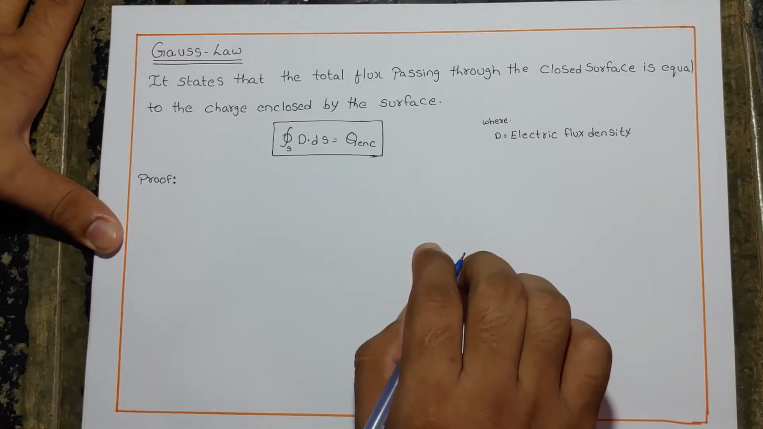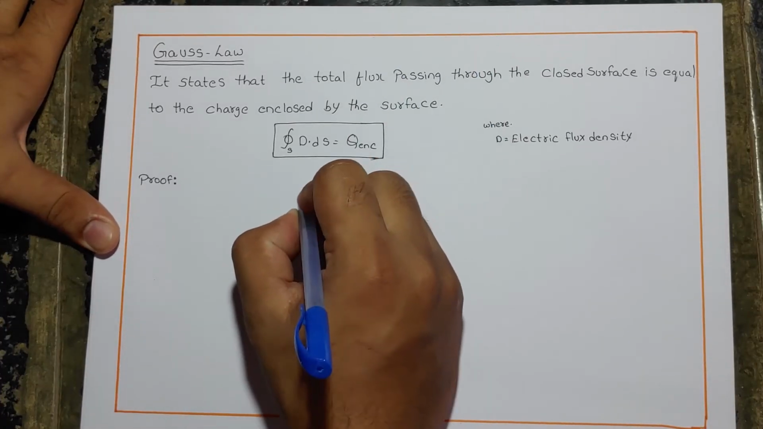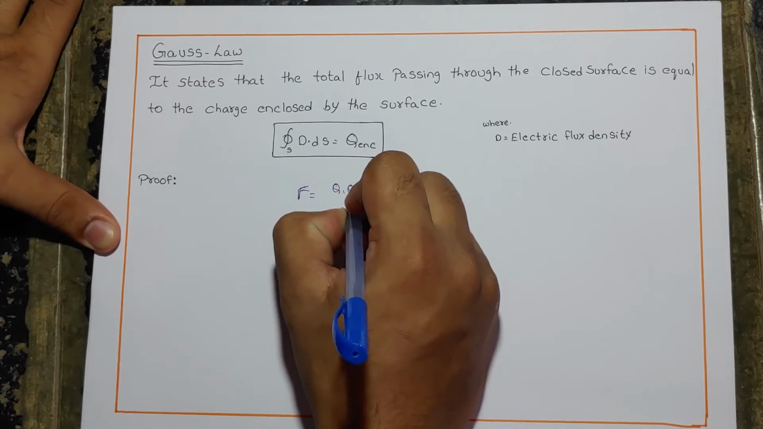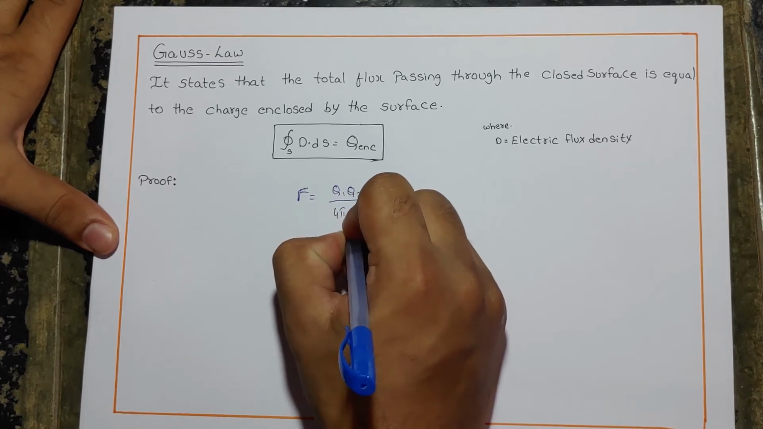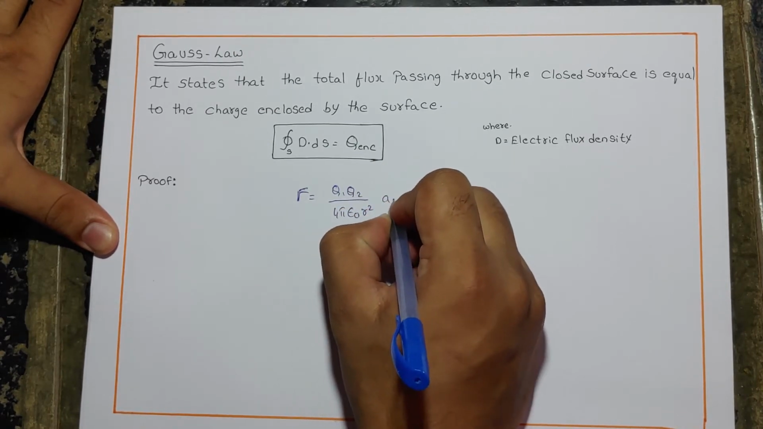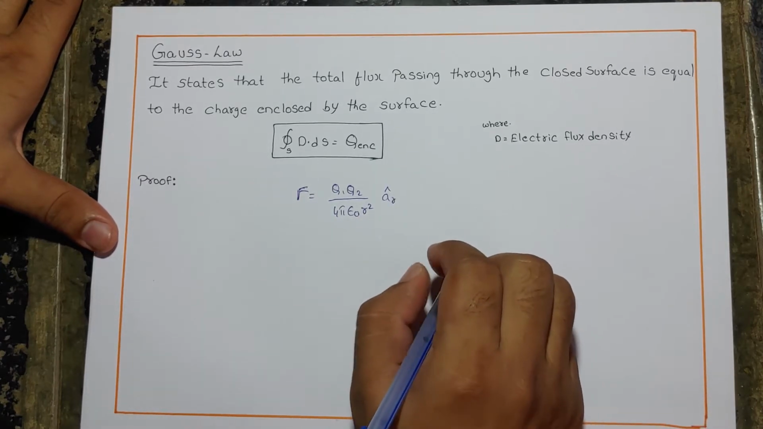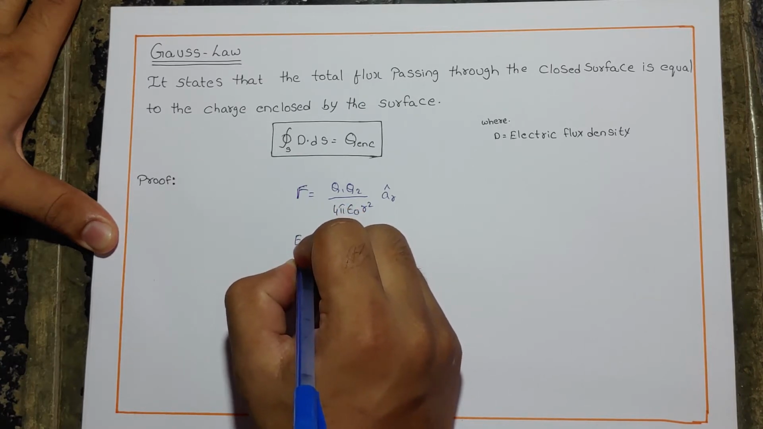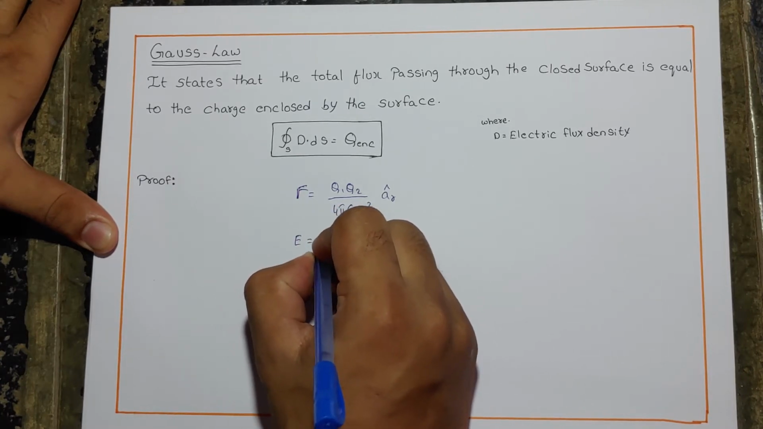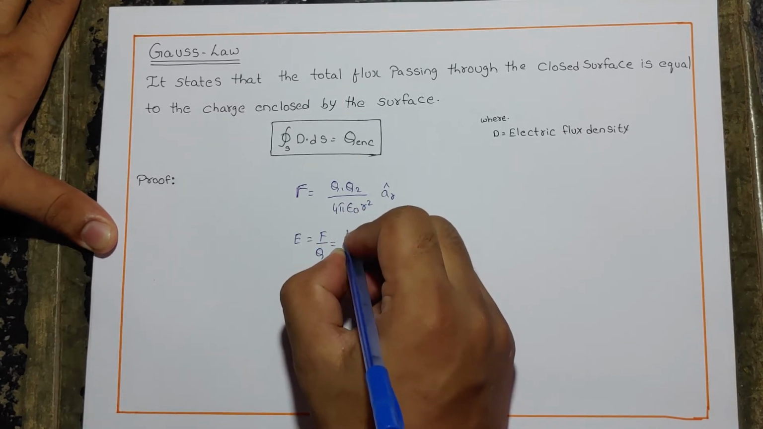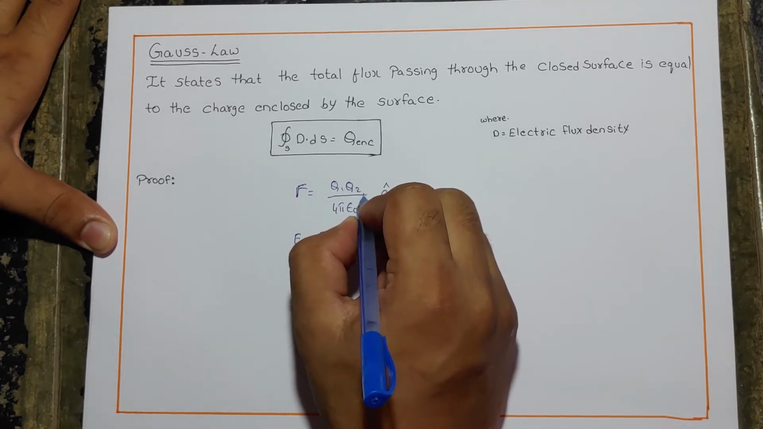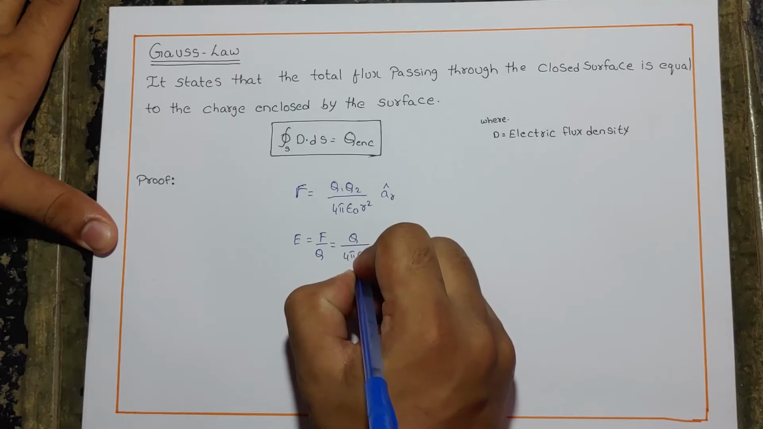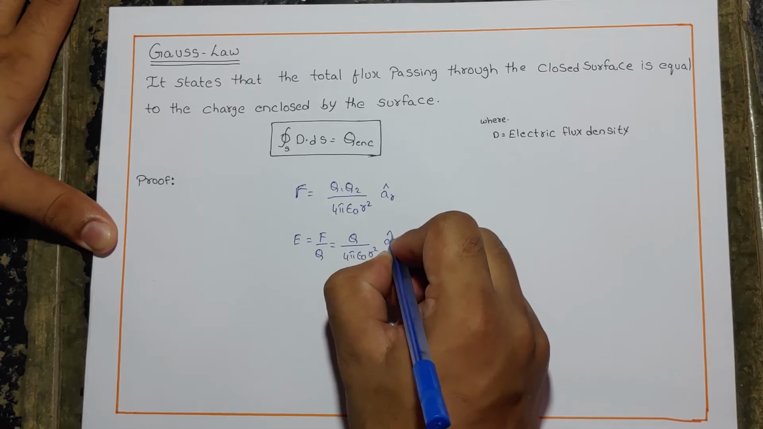Now let us prove this using Coulomb's law. We know that Coulomb's law is F is equal to Q1 Q2 by 4 pi epsilon naught R square times aR cap. Now we know that E, which is electric field intensity, is equal to force per unit charge. Here let us take Q1 and Q2 of same charge Q, that is Q by 4 pi epsilon naught R square into aR cap.